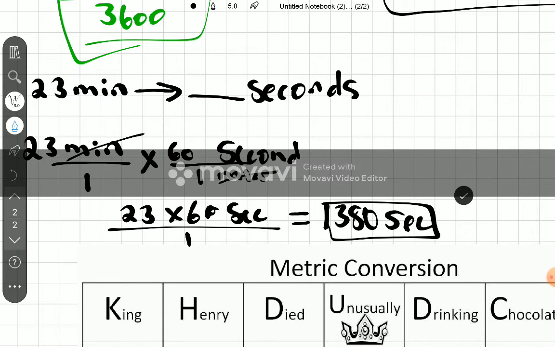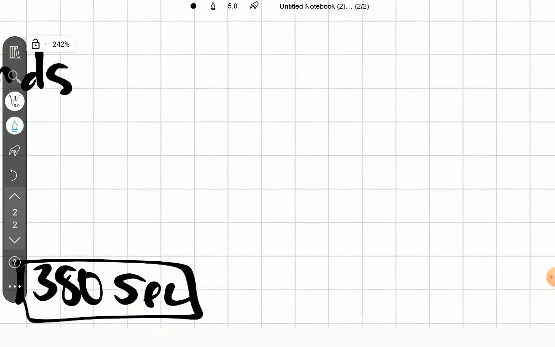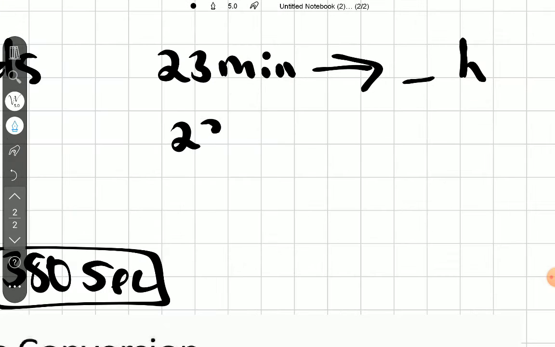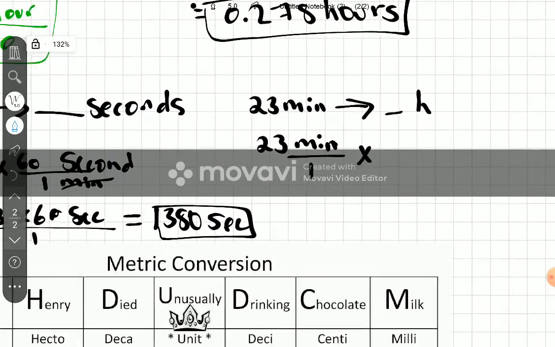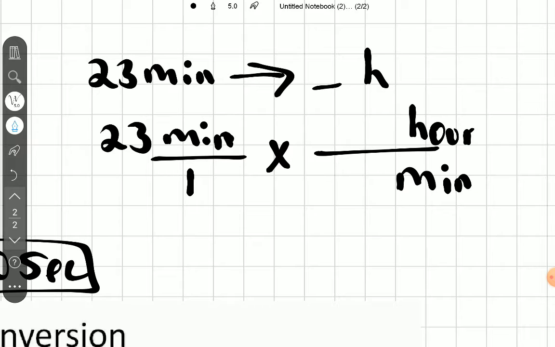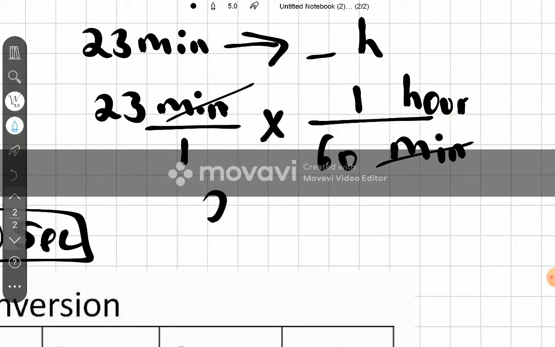And if you want to convert minutes to hours, I will show you how to do that as well. So 23 minutes. It's the same thing, sorry. So we want minutes on the bottom, and we want hour on the top. And because hour is larger, we're going to put 1 hour, and 1 hour has 60 minutes. And then we're going to multiply, so minutes cancel, and then 23 minutes divided by 60.